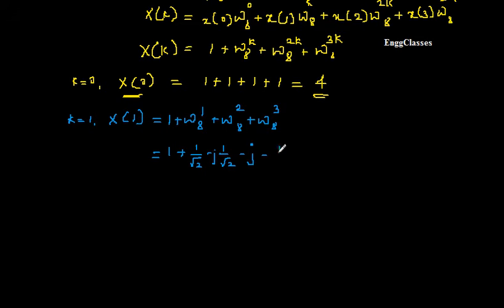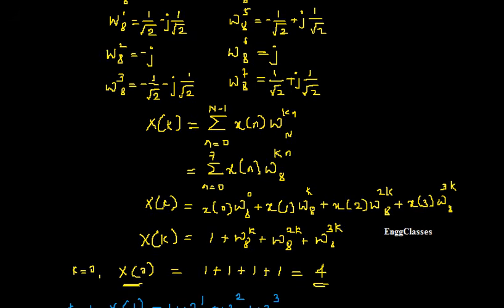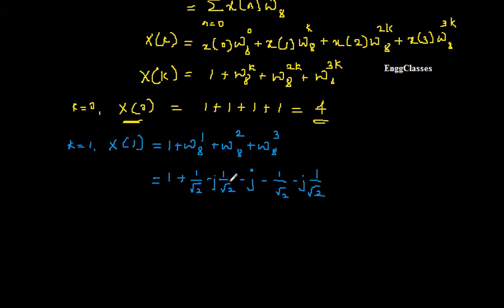W8 to the power 3 is minus 1 by root 2 minus j 1 by root 2. If I'm not wrong, I'll just go up and check. Here it is, minus 1 by root 2 minus j 1 by root 2. Just simplify this further. So what happens? This 1 by root 2 minus 1 by root 2 would cancel. So 1 is the constant, the real part, and later I have minus j 1 by root 2 minus j 1 by root 2. So make use of the calculator. I am ultimately going to get 1 minus j 2.414. So this is the value for X of 1.